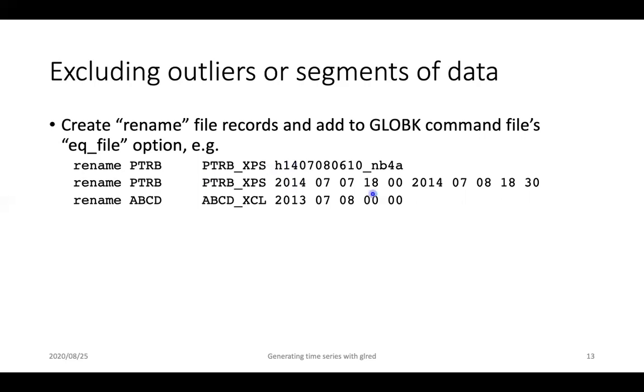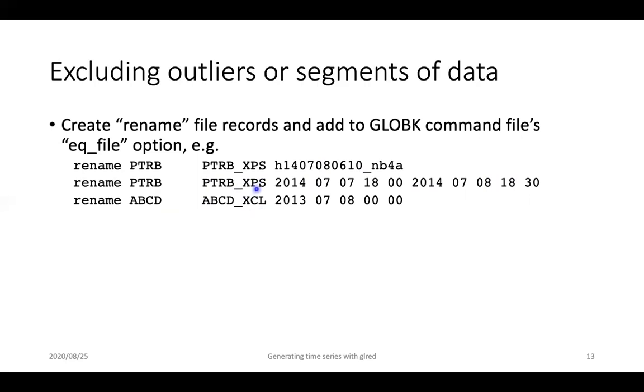If we wanted to use a time span instead of a particular H file, we could simply give the start date and the end date, and it would do effectively the same thing. We can also use XCL, which means that the site will be excluded not only from the GlobK combination and velocity solution, but it will actually be excluded from the time series as well.